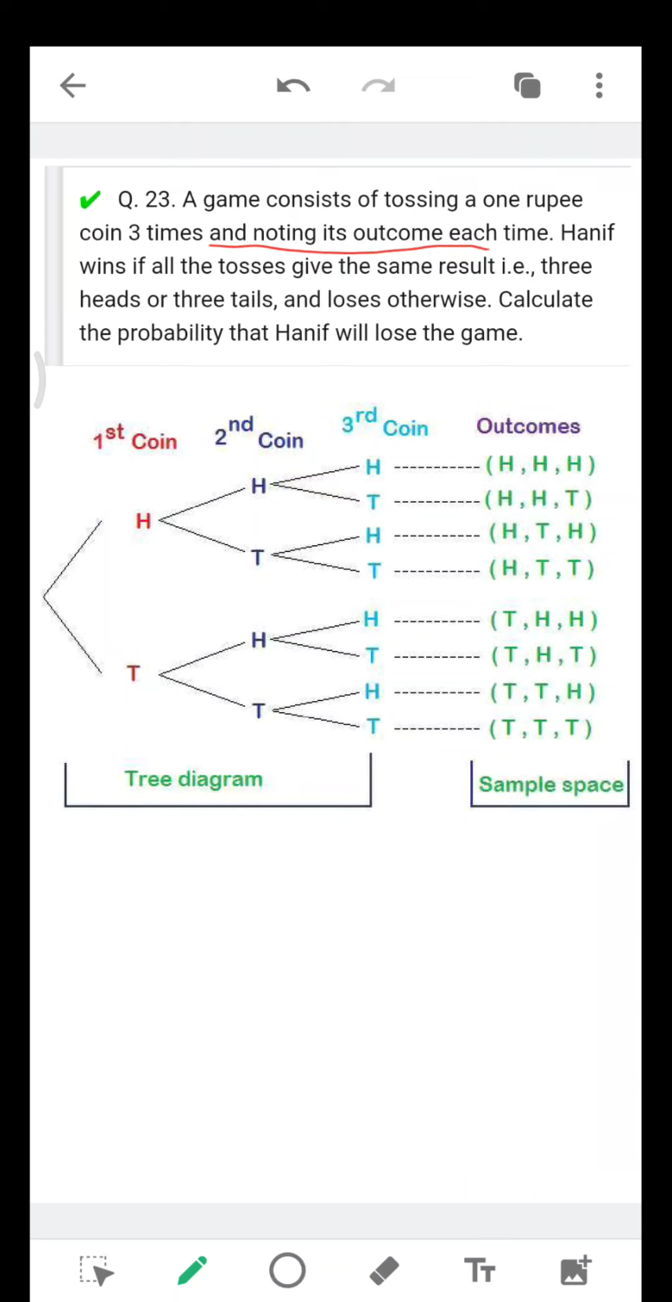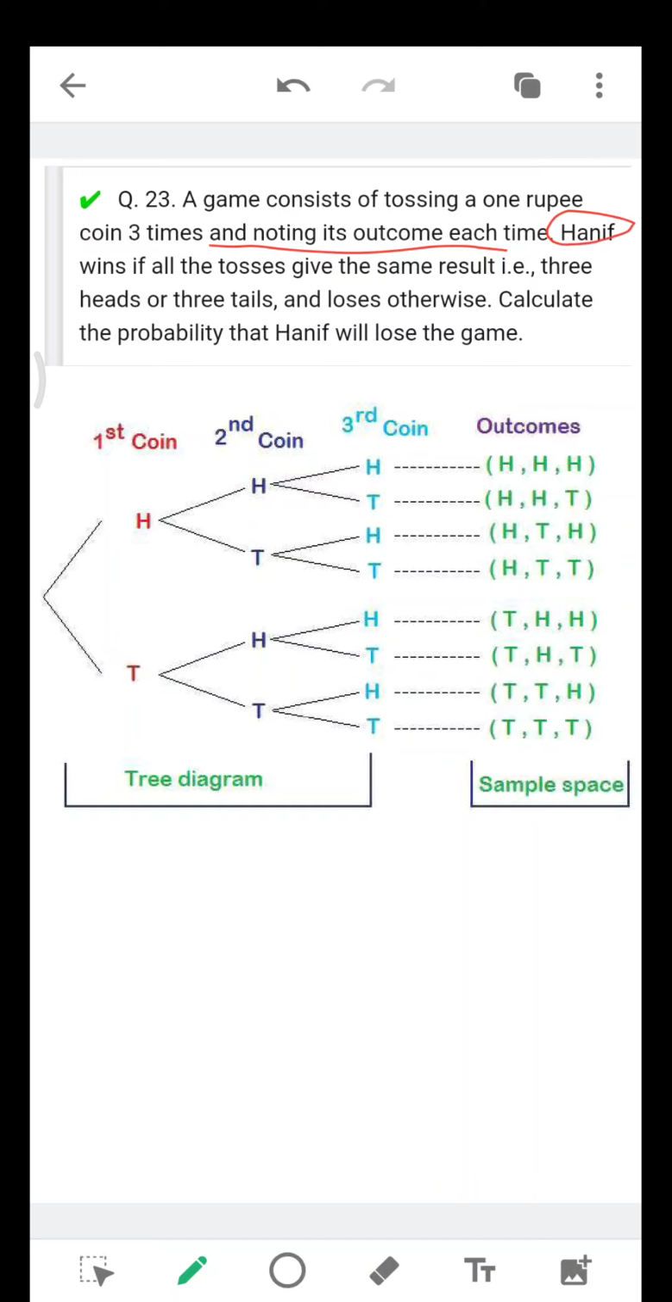So we are tossing a 1 rupee coin 3 times and noting its outcomes each time. Now there is a boy, Hanif. Hanif wins if all the tosses give the same result, that is 3 heads or 3 tails, and loses otherwise. Now we have to find the probability that Hanif will lose the game. Before we go to the probabilities, first we should frame the sample space.